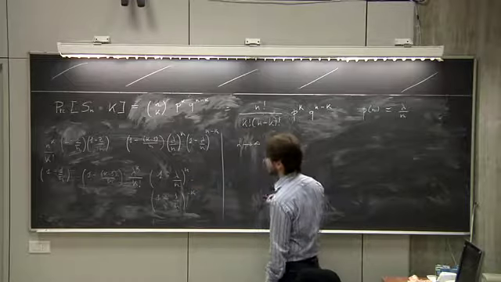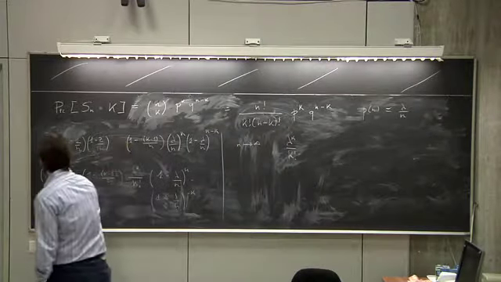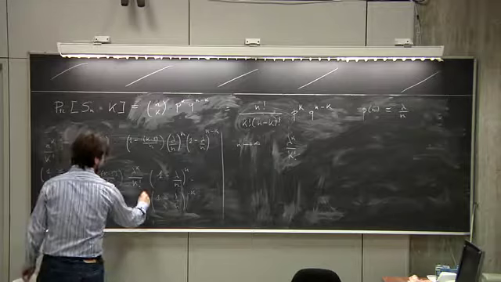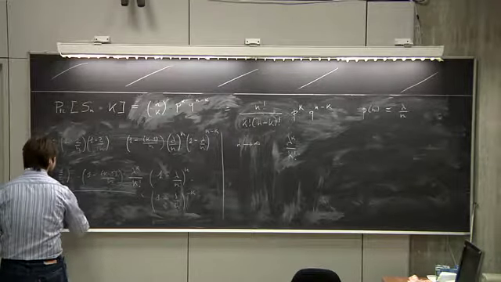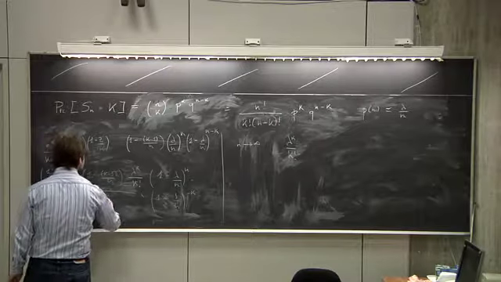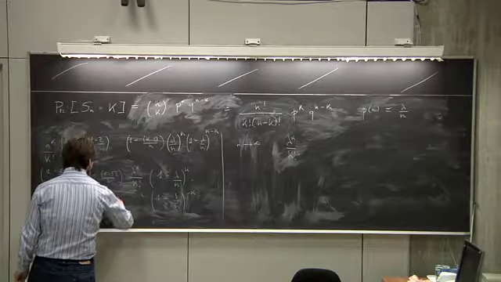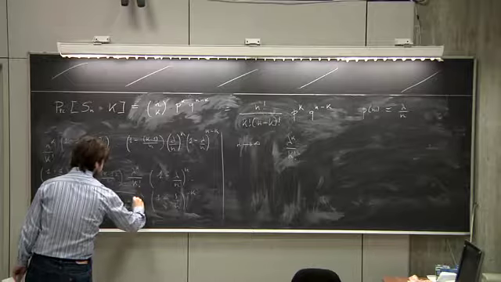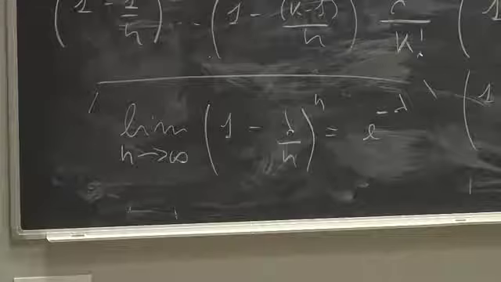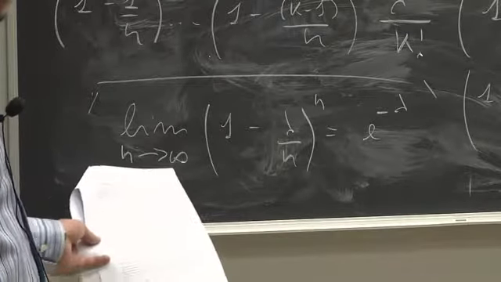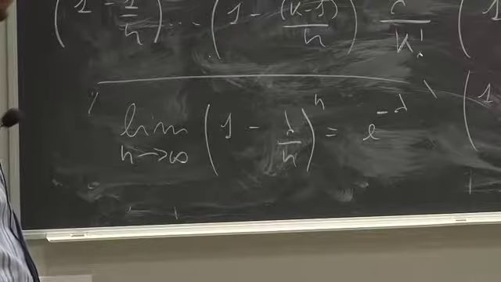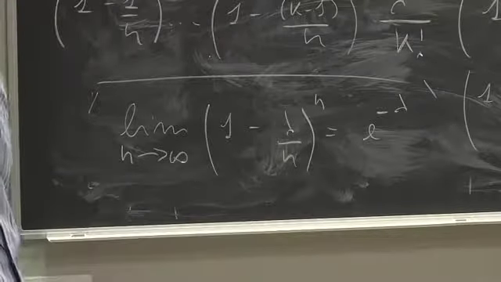But if you can just recall, a very well-known result: the limit of n to infinity of 1 minus lambda over n, to the n, is equal to e to the minus lambda. This is calculus. It's the limit of this succession of numbers.